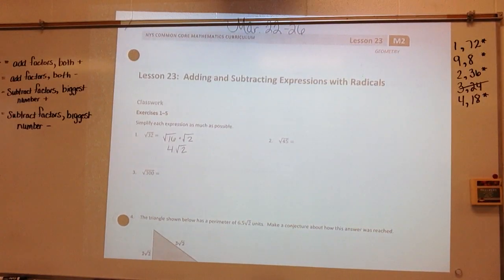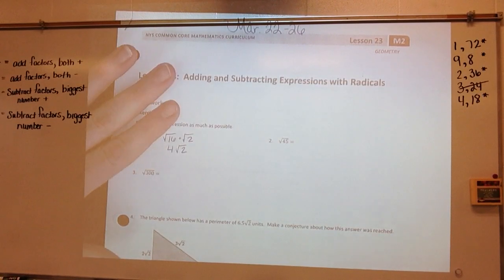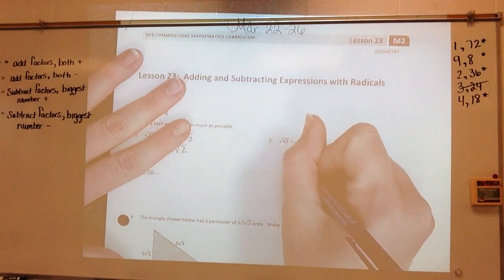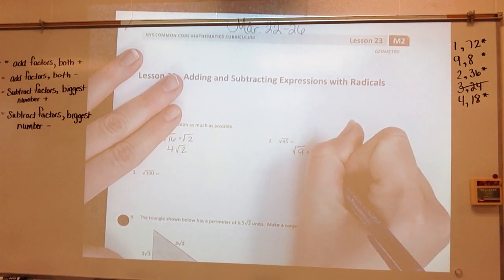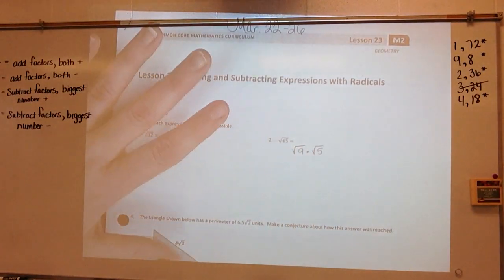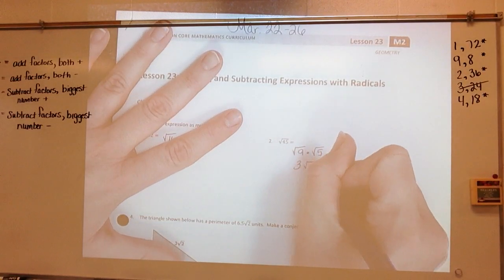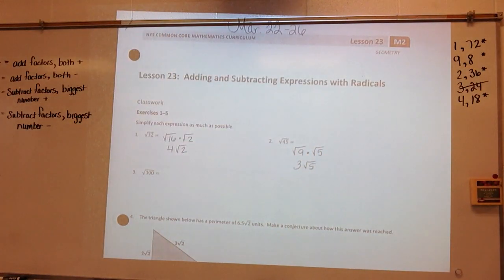Alright, let's look at the next one, number 2. Square root of 45, I can rewrite that as the square root of 9 times the square root of 5. The square root of 9 is 3. I cannot simplify the square root of 5 anymore, so 3 square root of 5.